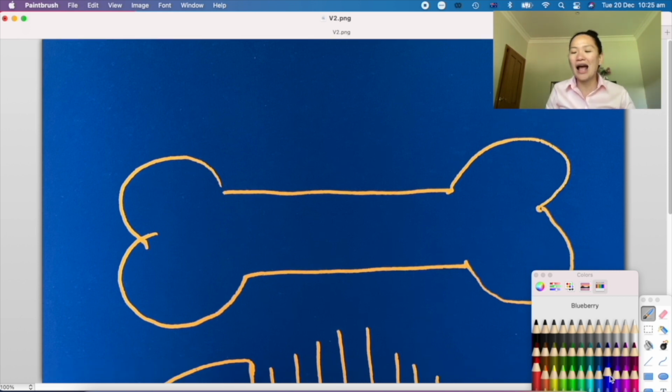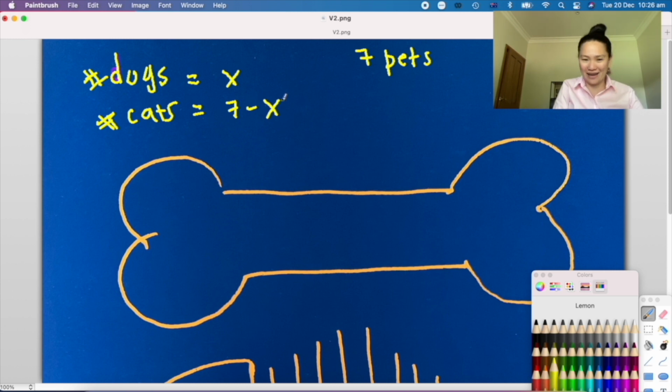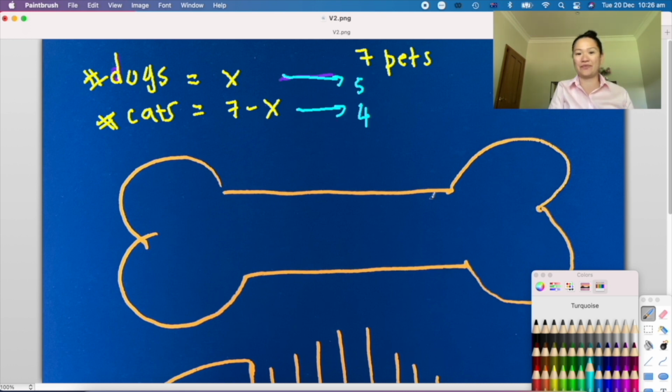Let's see from here. I'm going to set up an equation for you. Number of dogs: we don't know it, so we give it x. Number of cats we don't know as well, but we know they come together to 7 pets, so the number of cats has to be 7 minus x. Now what we know next is its dog has 5 biscuits, its cat has 4 biscuits, and the number of biscuits together is 32. So I'm going to set up the equation super quick from here.